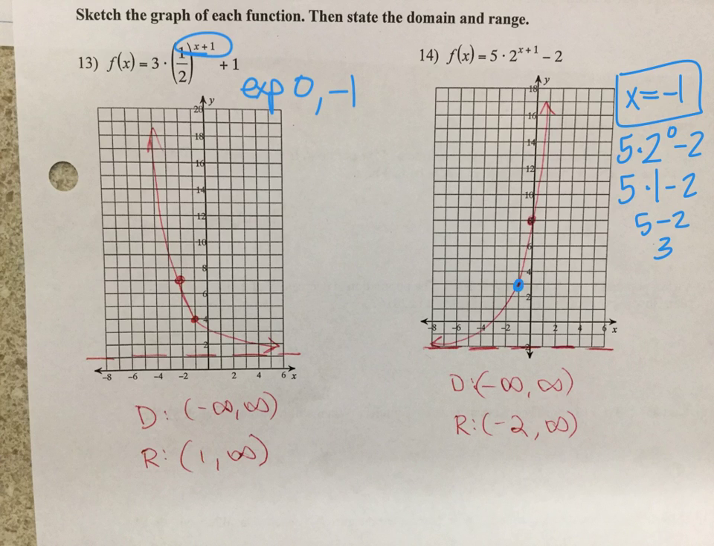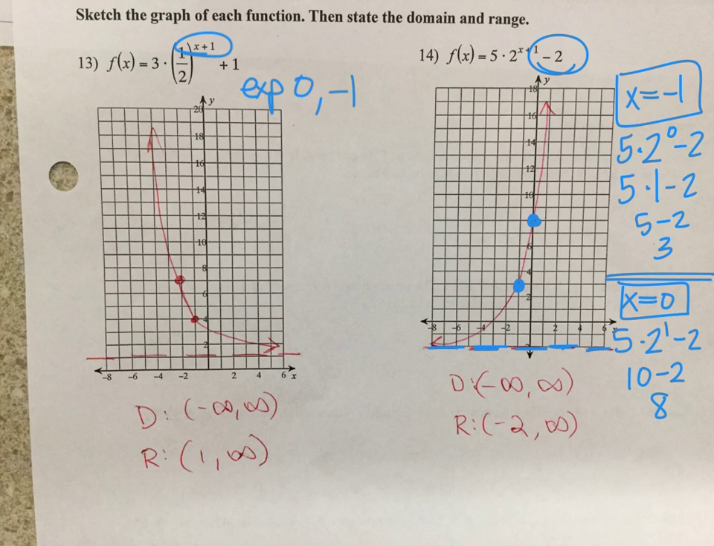So that's where I plotted this point, negative 1, 3. And then I wanted my value to be positive 1, and to get that I could plug in 0. So 5 times 2 to the positive 1. That's just 5 times 2, which is 10. 10 minus 2 is 8. So that gives me the point 0, 8 that I've plotted. And remember, it's just got a curve towards this asymptote. Oh, I didn't say that. The asymptote, remember, is coming from the last value. That's where I get the asymptote.